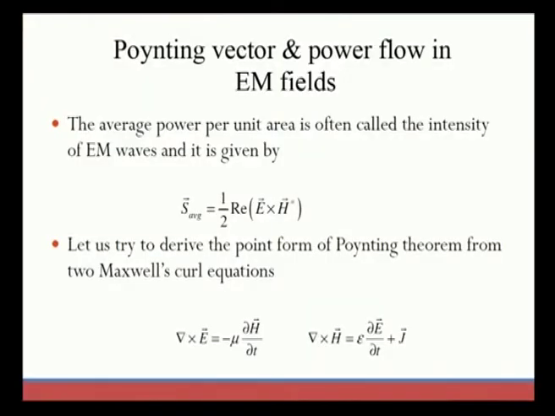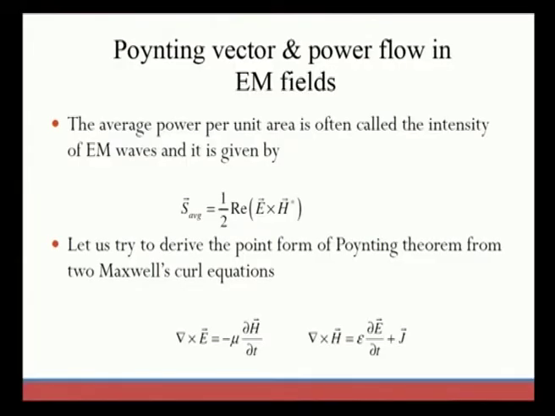Next, the average power per unit area is often called the intensity of electromagnetic waves, and it is given by this. We know the power flow per unit area, so now we have the equation for average power per unit area. S average is equal to 1 by 2 Re of the electric field cross the magnetic field, which gives the average power per unit area.